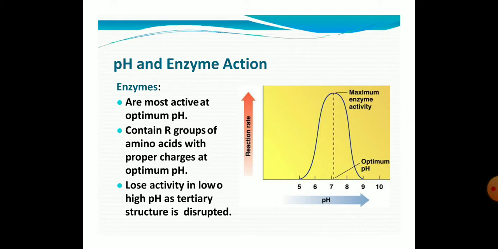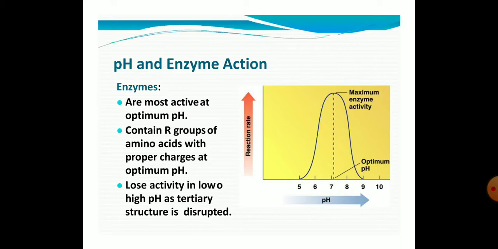All media have a pH, which is the hydrogen ion concentration, and it affects the enzymatic reaction. Enzymes are active at the optimum pH and lose their activity at extreme pH, as the tertiary structure is disrupted. Amino acids with the proper charges have the optimum pH. The graph shows that the optimum pH, almost 7, is better for the enzymatic reaction. If it is high or low, the enzyme reaction will definitely decrease.